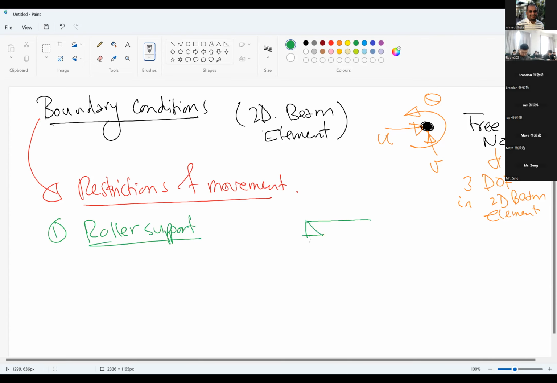If we have a roller support, what do you know about roller support? The roller support will have 3 degrees of freedom as well, u, v, and theta, because this is a node. But because it is supported by a roller, the value of v will equal 0. So this is the boundary condition here.